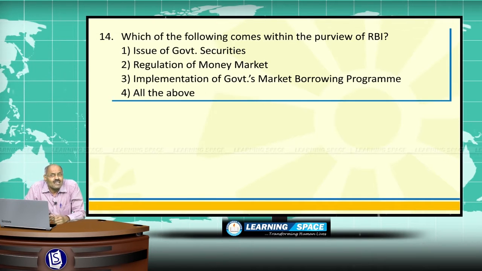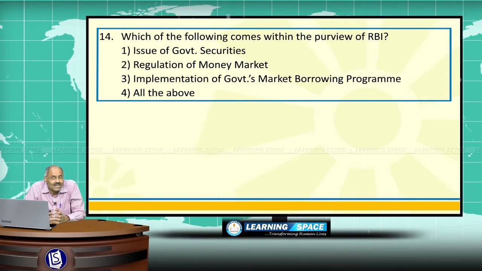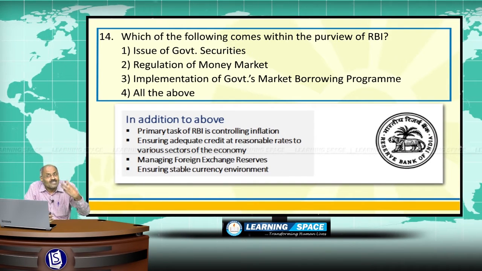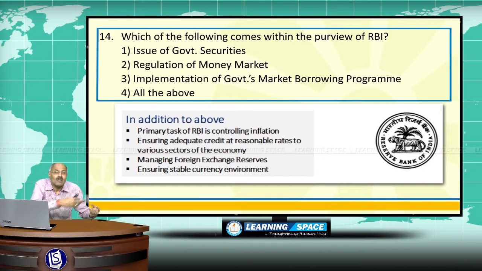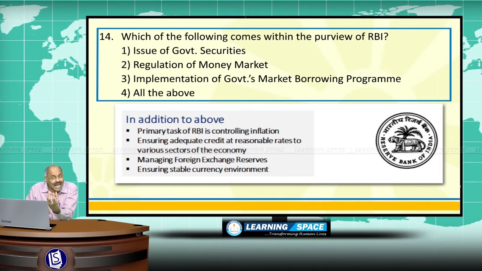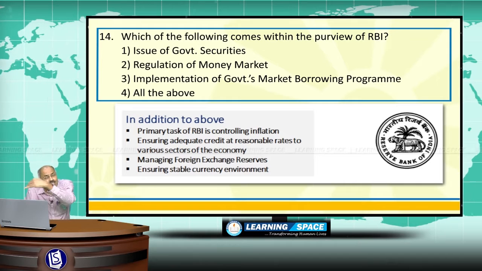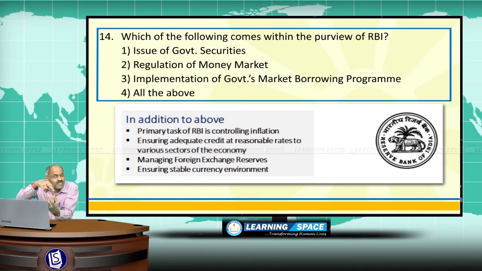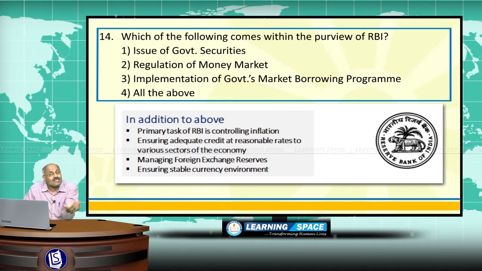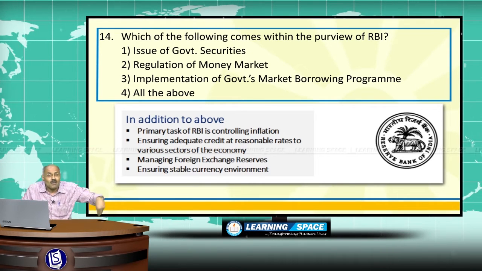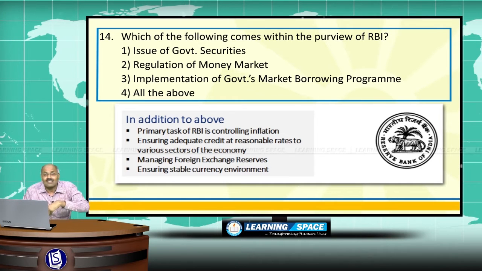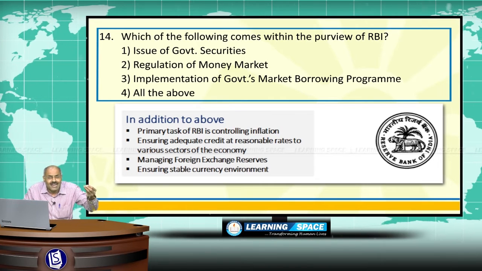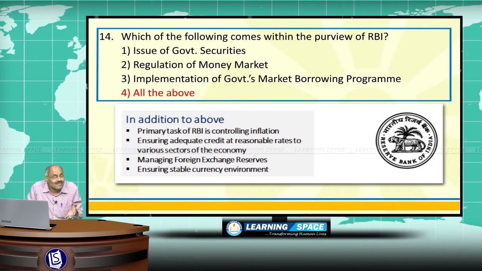Which of the following comes under the purview of Reserve Bank of India? First one is issue of government securities. Government securities, the money will go to central government, but Reserve Bank of India will act as the intermediary while issuing government securities. So, this issue of government securities is within the purview of Reserve Bank of India. Second, money market instruments. Most of the money market instruments like certificate of deposits, like commercial paper, like call money market, all these are regulated by Reserve Bank of India.